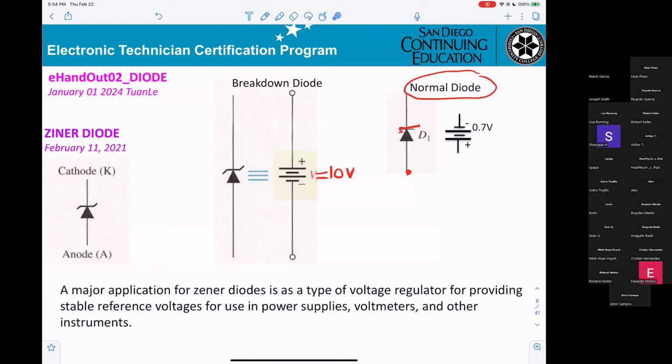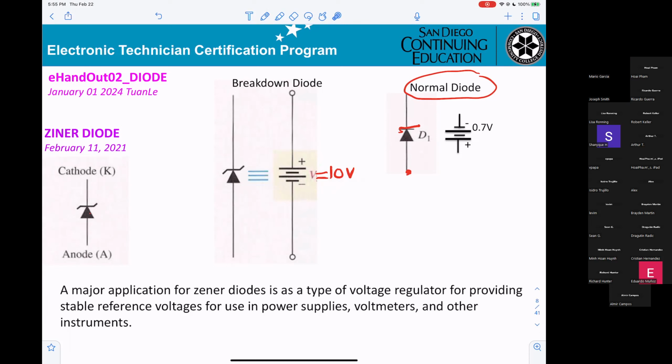I'll give you an example. You buy a 10 volt Zener diode. When it breaks down, it is substituted by a battery, and the value will be 10 volts. So you're saying a Zener diode is always 10 volts? No, it depends. It can be 5 volts, 15 volts, any voltage.